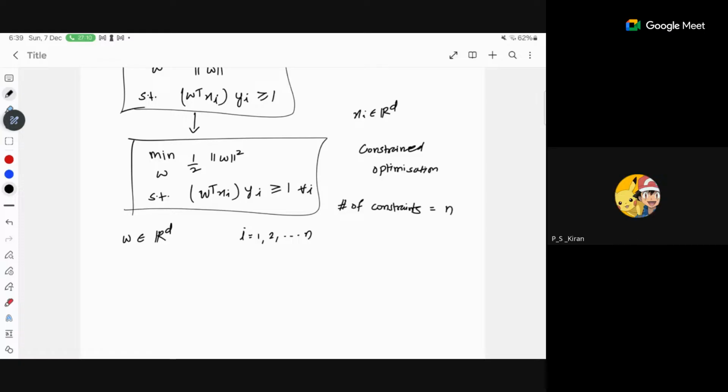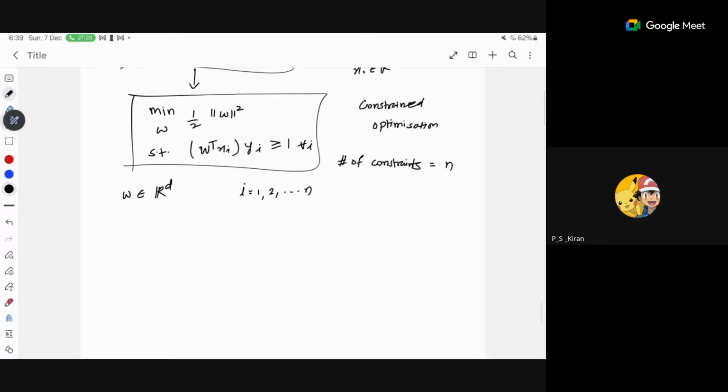Sir, for soft margin it is 2n, right? Soft margin we have not touched yet. We'll discuss that at that time. We are actually in the hard margin part only. Fine. So what is the next step? To write the Lagrange function, right?